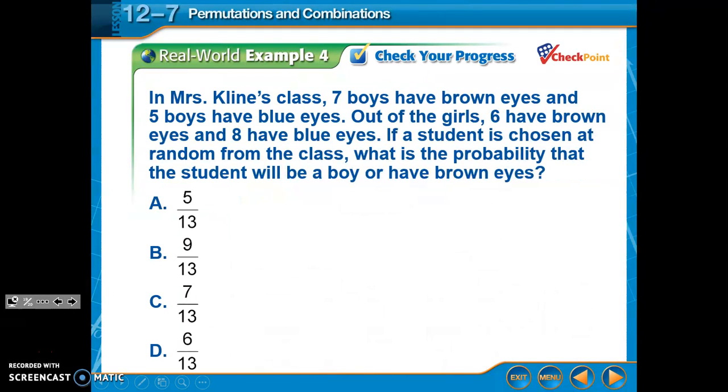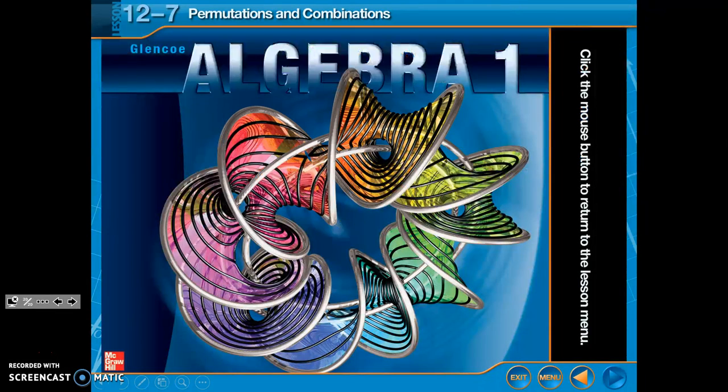Okay, you guys do this one. And that is the end of lesson 12.7.